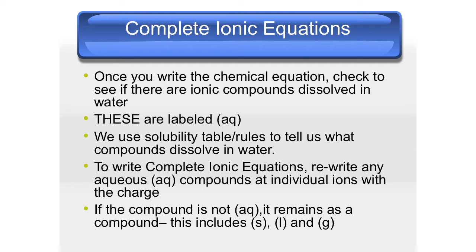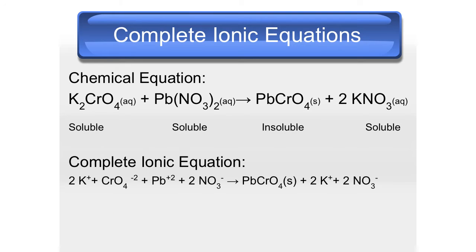If the compound is not AQ, so if it's a solid, a liquid, or gas, we leave it alone. So here's an example for you. Potassium chromate reacting with lead nitrate to form lead(II) chromate and potassium nitrate. Using solubility rules, we could determine that lead chromate is a solid and potassium nitrate is aqueous, so we've got ourselves a precipitate reaction.